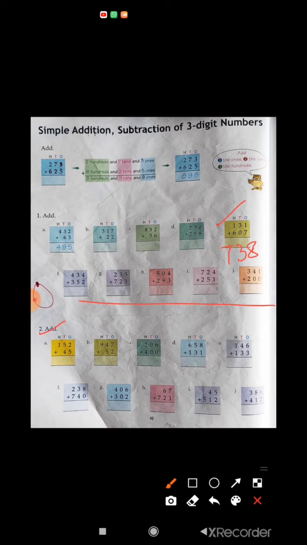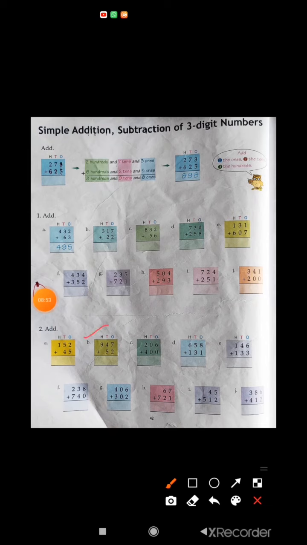A part. The question is 152 plus 45. Add the ones. 2 plus 5, 7. Now add the tens. 5 plus 4, 9. Now add the hundreds. 1. The answer is 197.